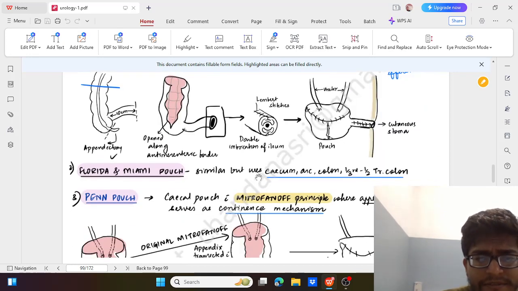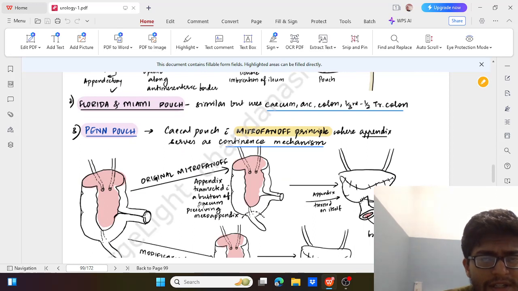Then similarly there are the Florida and Miami pouches, which use cecum, ascending colon and one third to half of the transverse colon. Then we have the Penn pouch, that is a cecal pouch with the Mitrofanoff principle, where the appendix serves as the continence mechanism.